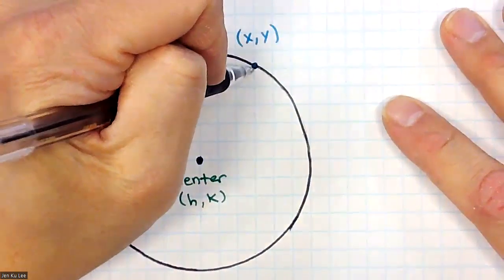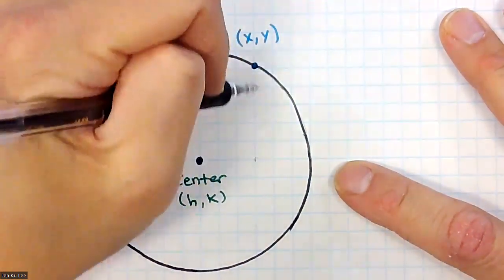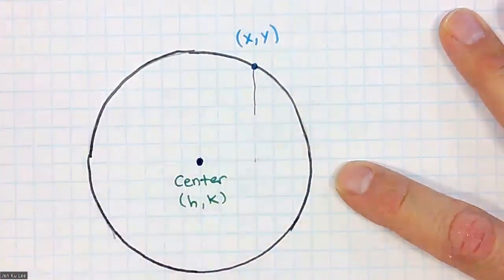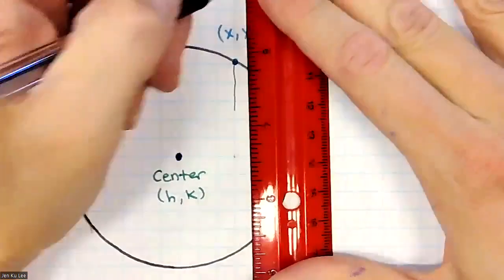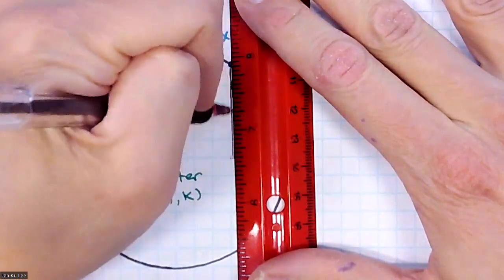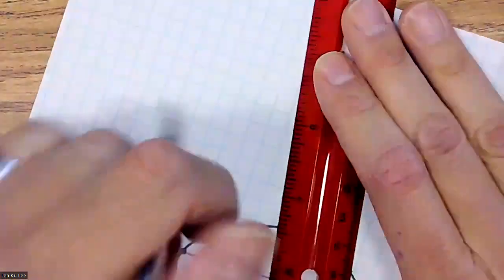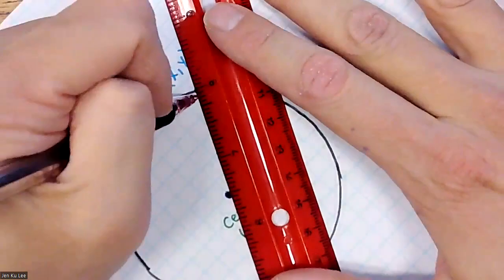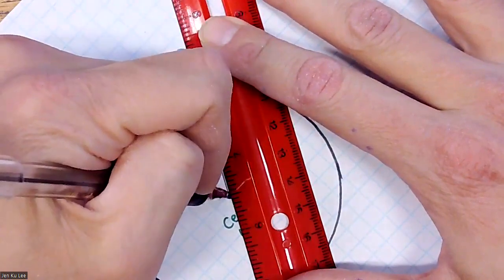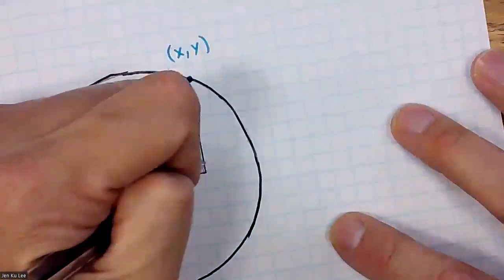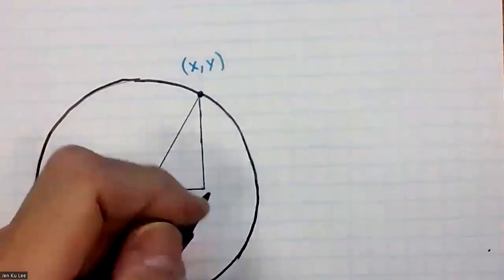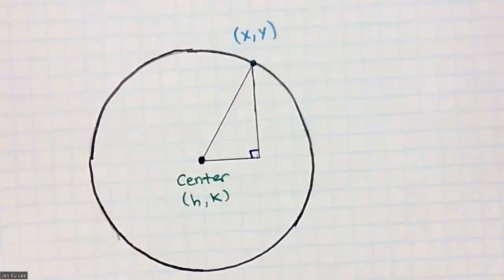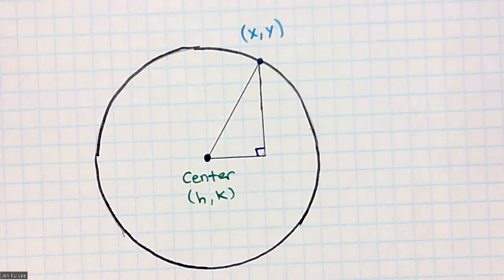It's based off of this right triangle. Based off of this right triangle. That and that. Okay. So here's my right triangle. Right? And it's based off of this triangle here. Okay.